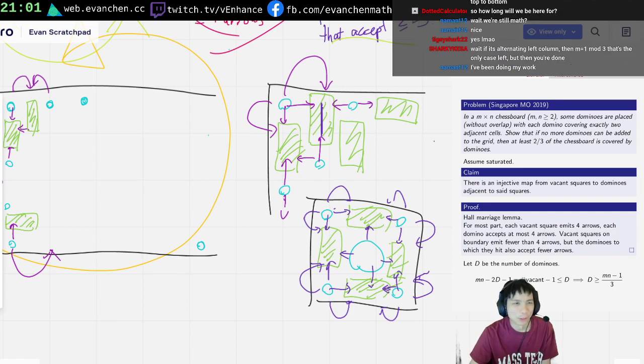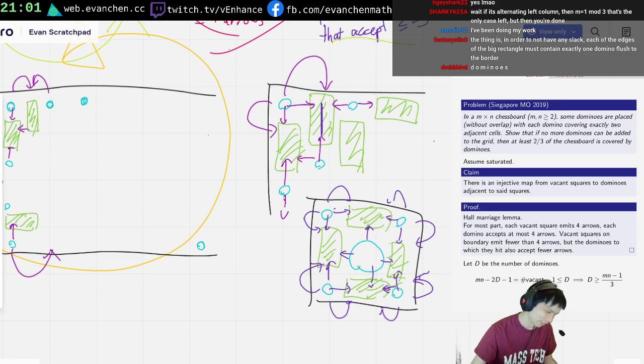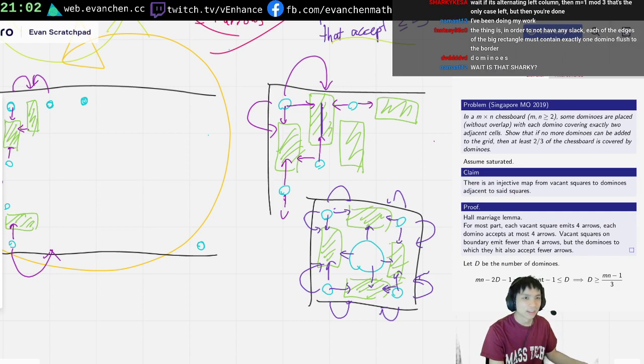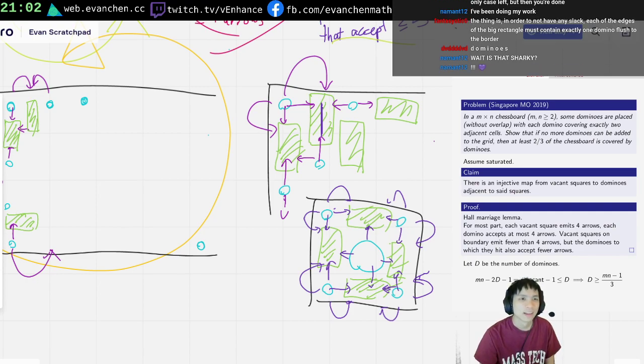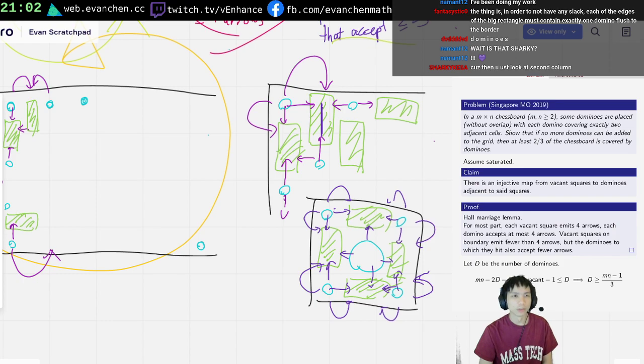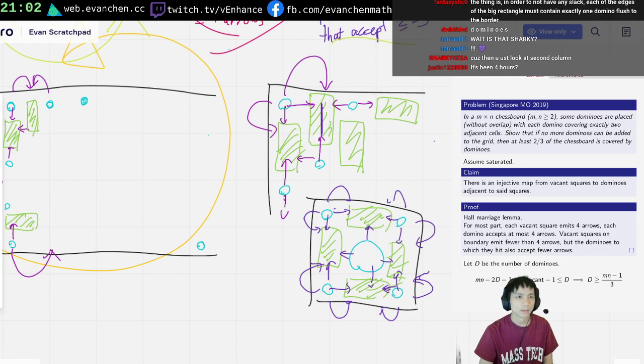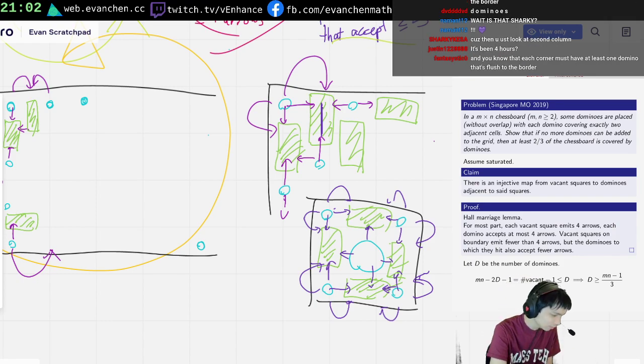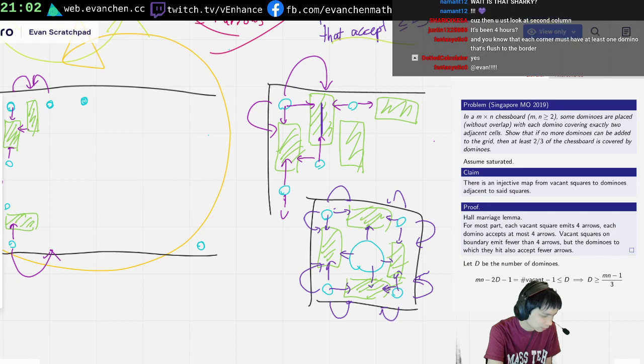The problem that I thought would go quickly did not go quickly at all. As in, we're still on, like... It really... Okay, so each of the edges must contain exactly one domino flush to the border, because then you look at... And you know each corner must have at least one domino that's flush. At Evan. Yes, I'm watching you.